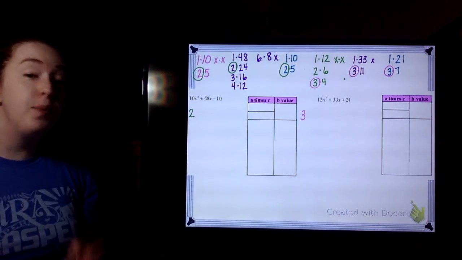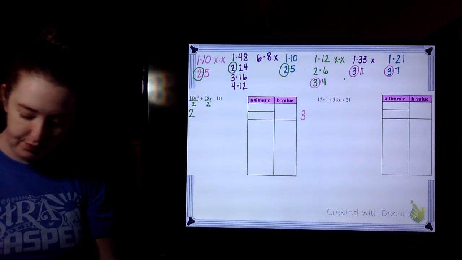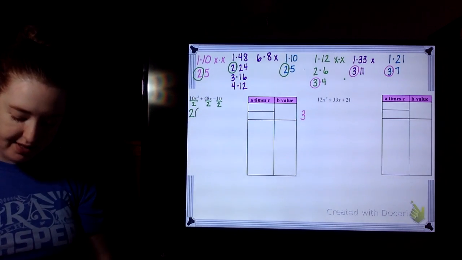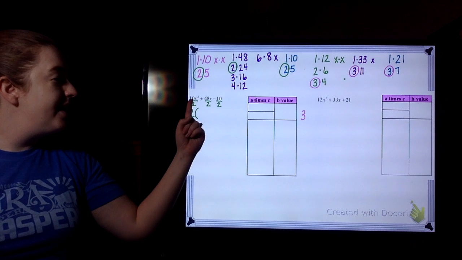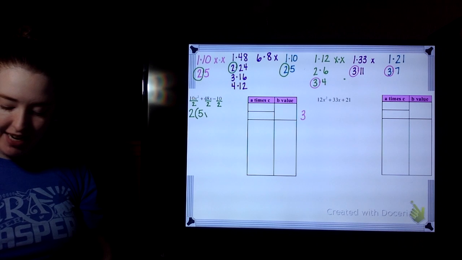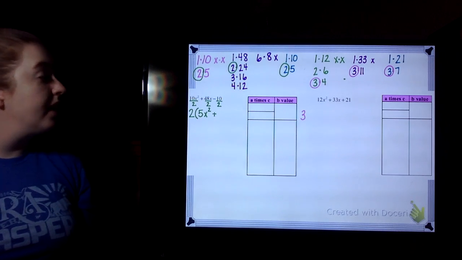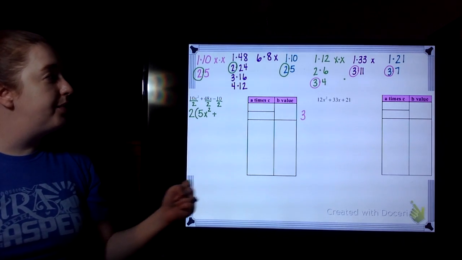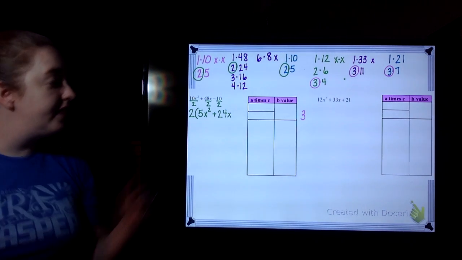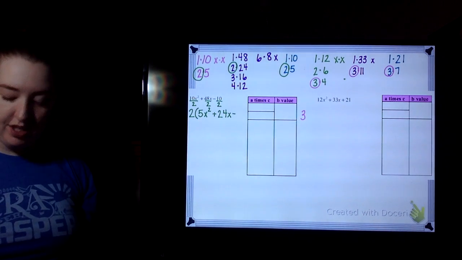Our greatest common factor on this problem was 2, so we're going to go through and divide each term by 2. My greatest common factor comes out front of parentheses, and then we'll divide each of these guys. 10x squared divided by 2, well, 10 divided by 2 is 5, and I didn't have to take out any x's, so my x squared stays. Then I had a plus. Then we have 48x divided by 2. 48 divided by 2 is 24. And we still have that x there. And then we have a minus sign, so I'm going to bring that down. And then 10 divided by 2 is 5.